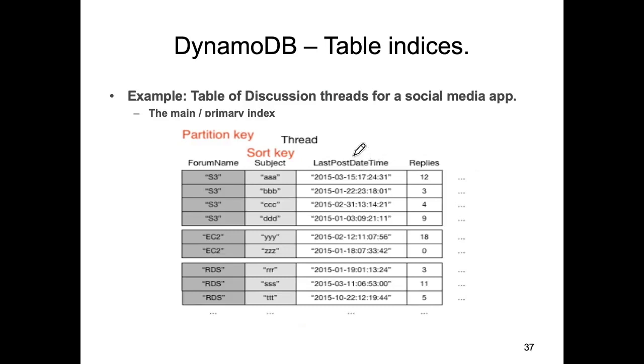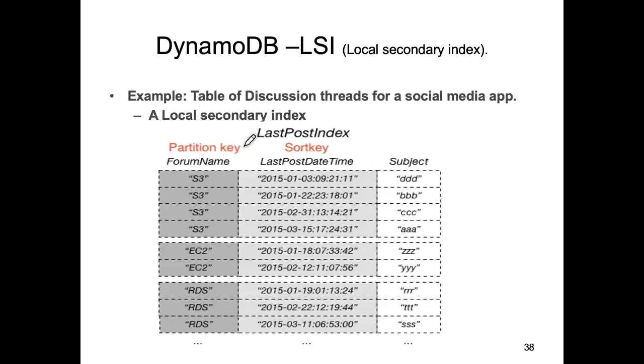Now, if we decided we want to have a local secondary index where the sort key is actually based on this last post date, we could visualize that alternative index as looking like this. Okay, so the partition key for our local secondary index is the same partition key as the main index, but the sort key is now this last post date. And then the other attributes are as before.